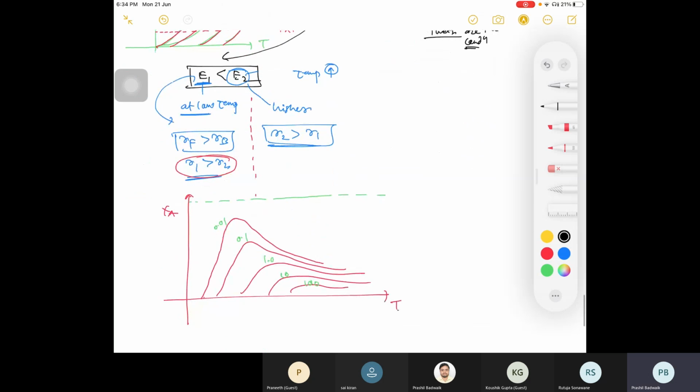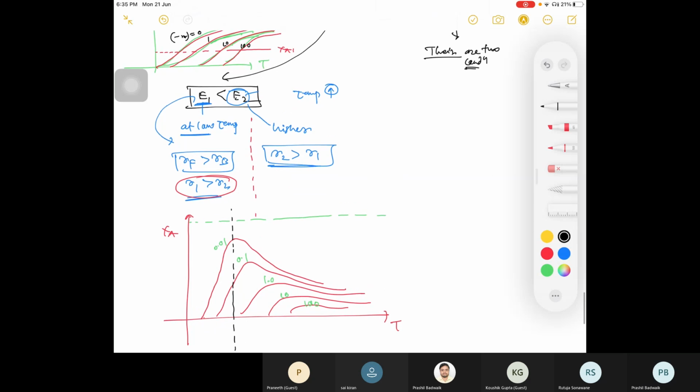And what will happen here? Initially it will increase up to a certain temperature, because at low temperature your rate of forward reaction is more, and after that it will decrease. And there is one more curve here. Which one is that? Can you guess? Have you drawn it earlier? For an exothermic reaction in the equilibrium case, which kind of curve are you getting?